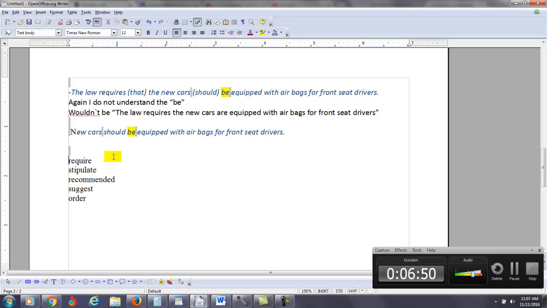So if you have a subject and, say, require, and then you use the word that, in any of these cases, I require that, I stipulate that, I recommend that, I suggest that, I order that, in every case here, you need to use the base form of the verb in the noun clause. And that is what we call the subjunctive mood. Alright, so these are my answers to your questions.